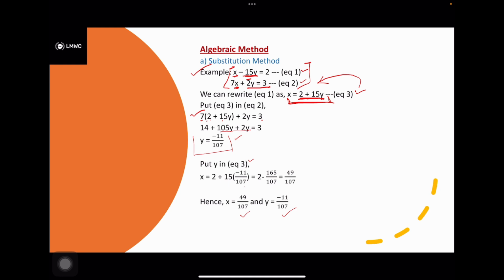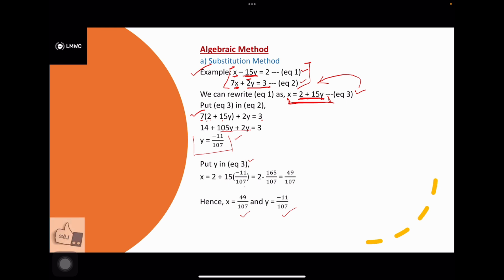So in this method, you substitute the value of x and find the value of y, and once you have got y, you take the value of y and put it into the x form to get the value of x. Overall, we are doing substitutions here, and thus this is called the substitution method.